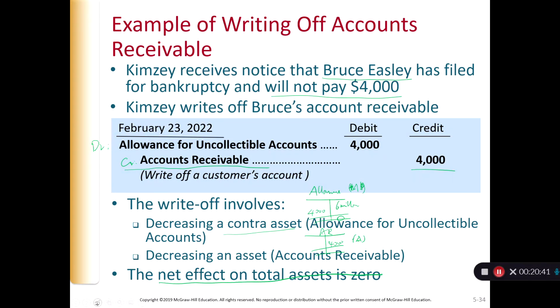This understanding is so important. I cannot emphasize it enough. So the net effect on total assets when you write off your accounts receivable, when you realize you cannot collect the receivable anymore, is 0, and it has a 0 effect on the income statement. Because the bad news has been recorded already in year 1.